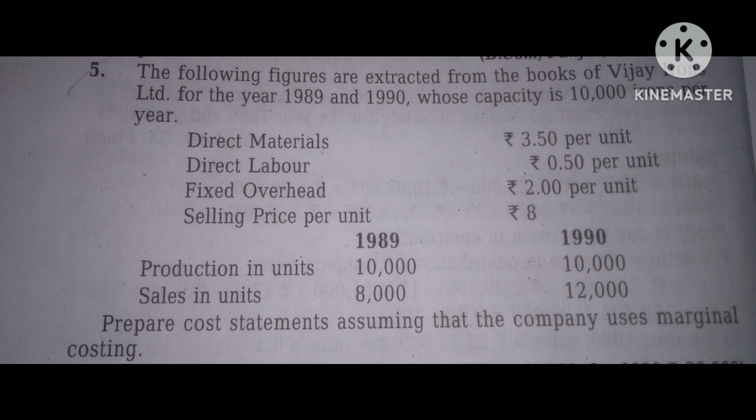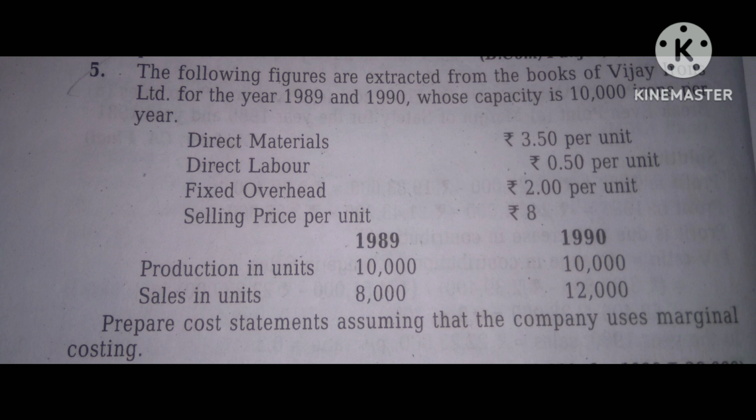The following figures are extracted from the books of Vijay Irons Ltd for the years 1989 and 1990, whose capacity is 10,000 irons per year. Given direct materials is rupees 3.50 per unit, direct labor is rupees 0.50 per unit, fixed overhead is 2 rupees per unit, selling price per unit is 8 rupees.